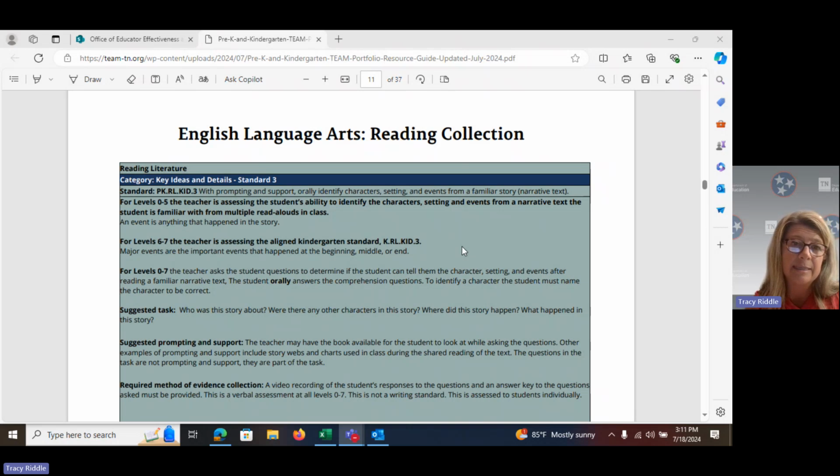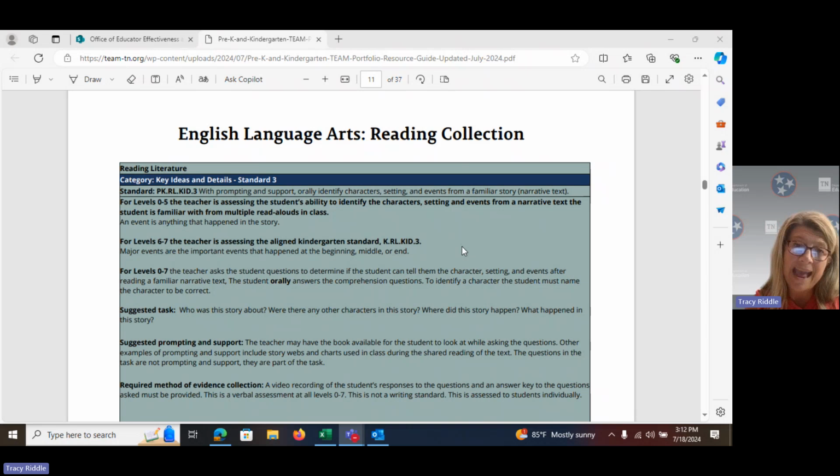You will see in the standard it says with prompting and support, orally identify. So this must be a video recording. Also notice it says with prompting and support. When students are answering your questions, they may have the book in front of them to look at to find the answers to your questions. They can also use the things that you have used in class. Maybe you have some story webs or charts on the wall, or maybe you have some handouts. They can use all of these things that you have used in class to teach this text.